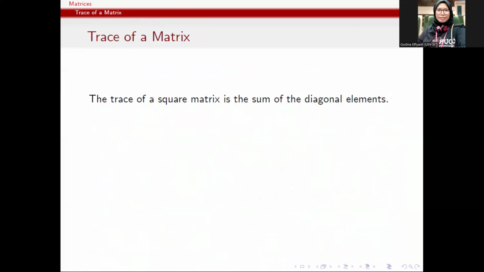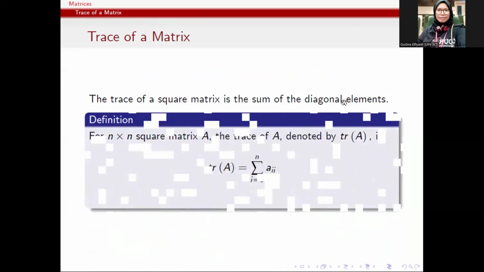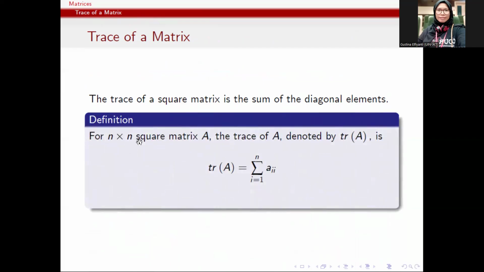Now we continue to trace of matrix. The trace of a square matrix is the sum of the diagonal elements. For an n by n square matrix A, the trace of A, denoted by this one, is the sum of its diagonal.